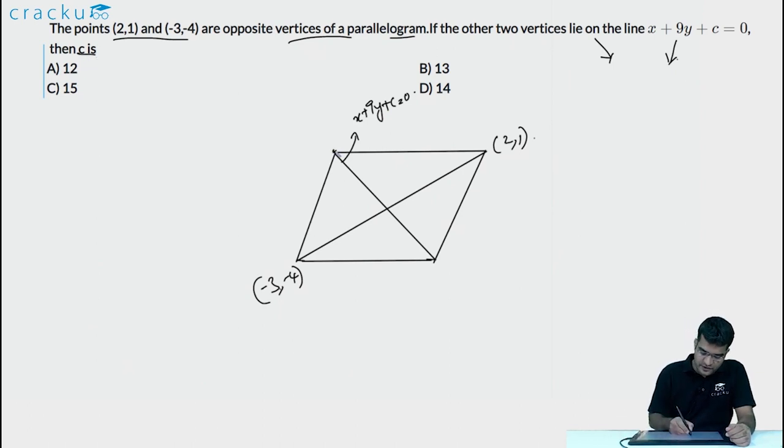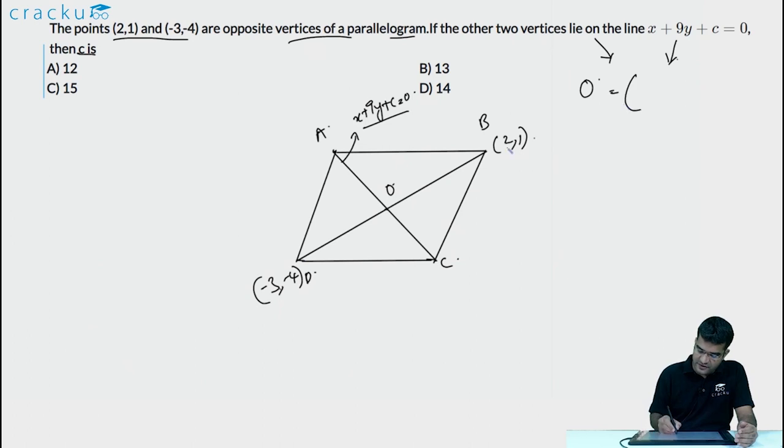So both the opposite vertices, if you are calling them A, B, C and D, A and C lie on the line x + 9y + c = 0. So the point of intersection of both the diagonals, say, is O. But we know the coordinates of O. O is the midpoint of B and D.